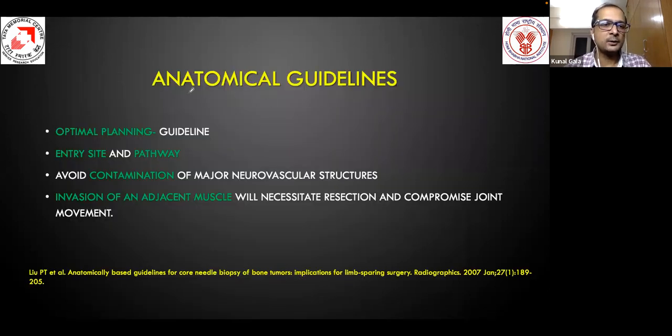So anatomy is most important while performing musculoskeletal and soft tissue biopsy. The entry point and the path always, and always, need to be discussed with the treating surgeon, because if we violate the plane, then the surgical approach changes. So we need to avoid the major neurovascular bundles. We can't contaminate the anterior and posterior compartments or cause invasion into adjacent muscle. This will lead to a larger resection and compromise joint movement.